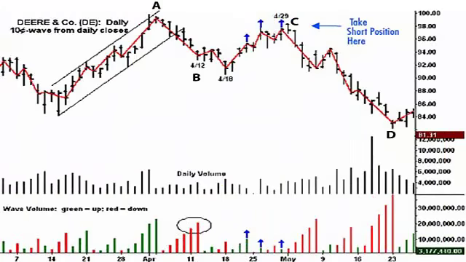Let's look at a Wyckoff Market Analyzer chart of John Deere. This chart uses 10-cent waves. That means a new wave is created when there has been a 10-cent or more price fluctuation in either direction. Notice how wave volume jumps out and sends a very convincing message.